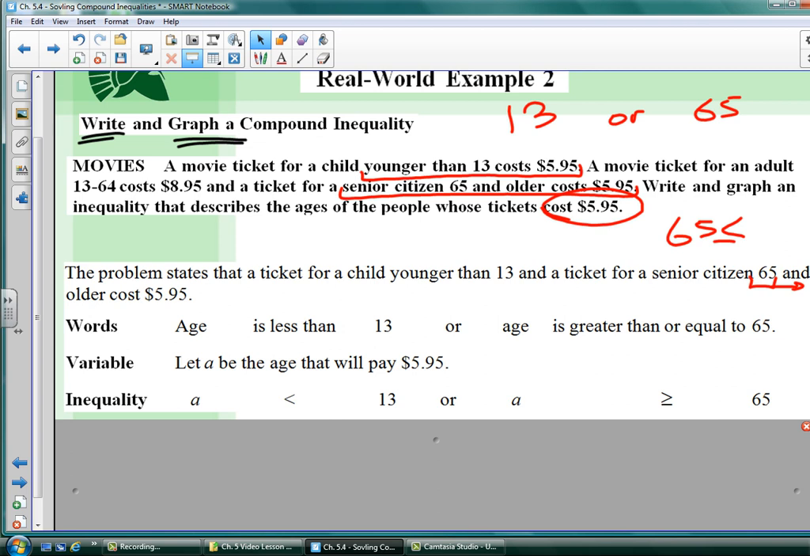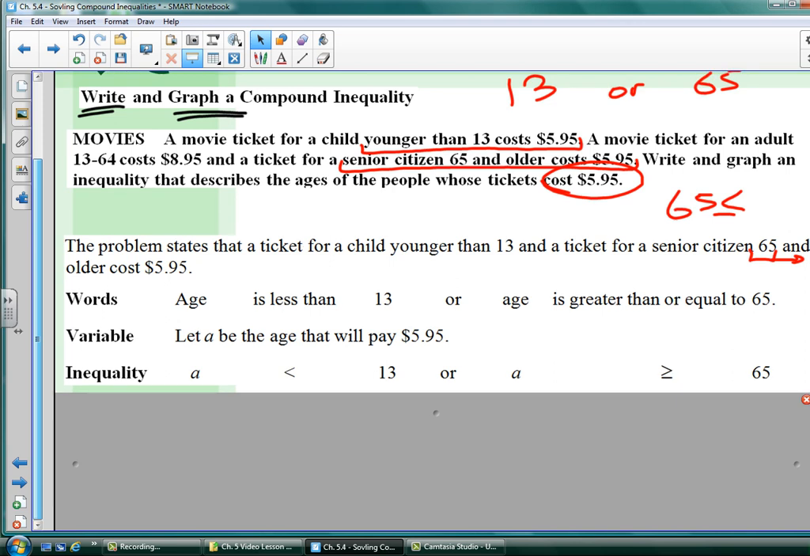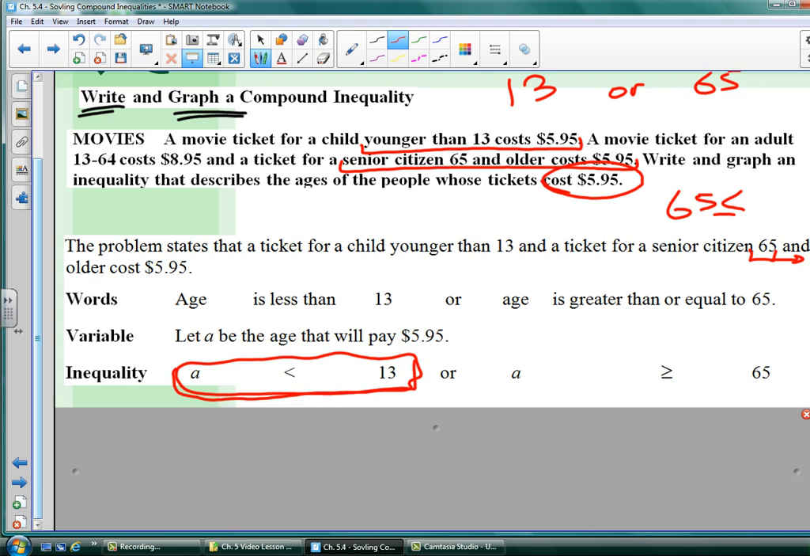And so when we write that, we've pretty much solved the problem. There's nothing else to do. The variable is by itself, and we have one simple statement of our compound statement, which is A, the age that you'll pay $5.95 for, is less than 13, but not equal to 13. And then we have another simple statement, the other part of our compound statement, that the age A is greater than or equal to 65.